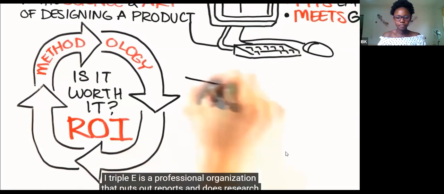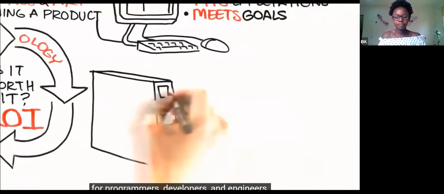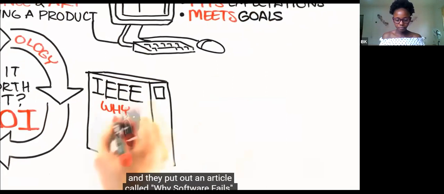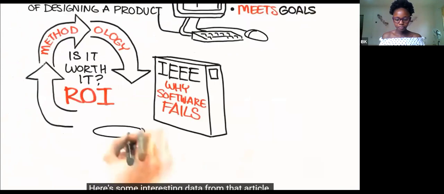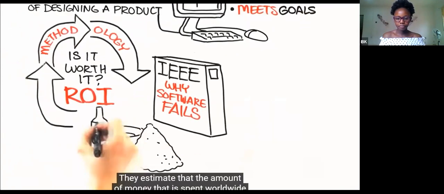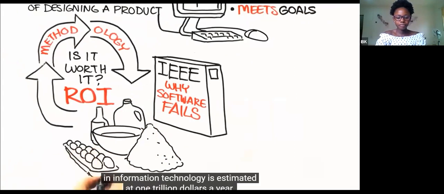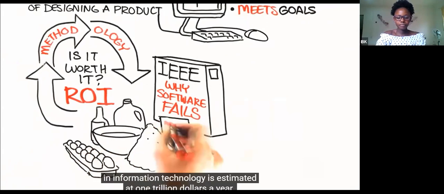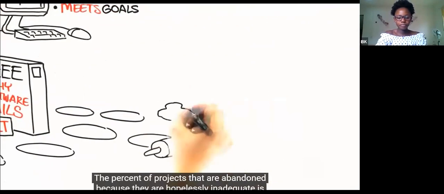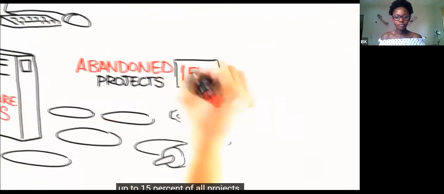IEEE is a professional organization that puts out reports and does research for programmers, developers, and engineers. And they put out an article called Why Software Fails. Here's some interesting data from the article. They estimate that the amount of money that is spent worldwide in information technology is estimated at $1 trillion a year. The percent of projects that are abandoned because they are hopelessly inadequate is up to 15% of all projects.